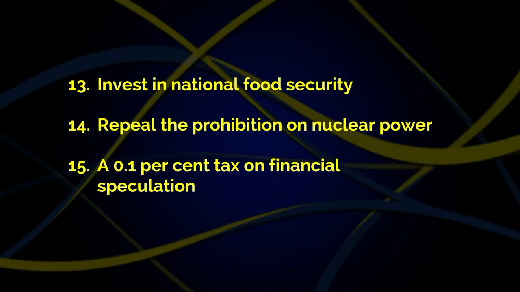14. Repeal the prohibition on nuclear power. Amend the Environment Protection and Biodiversity Conservation Act 1999 to repeal its prohibition on nuclear power generation, by which Australia is the only country in the world that denies itself the use of not only one of the major energy technologies, but one which the EU has classified as green energy because it is emissions free.